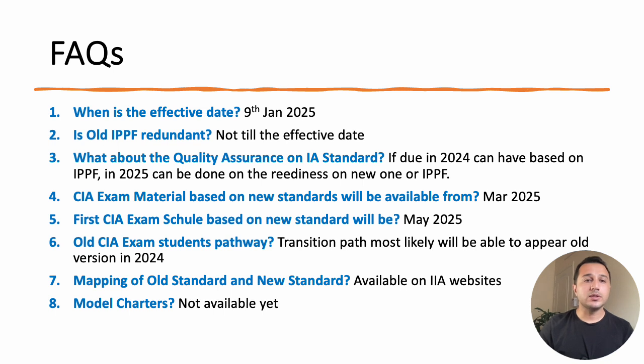Question number 4 is about when the CIA exam material based on the new standard will be available. So all the CIA related exam material will be available not earlier than March 2025. Currently there are no books available, no MCQs available, so that will be available post March 2025. The first exam session based on the new Global Internal Audit Standards will be conducted post May 2025.